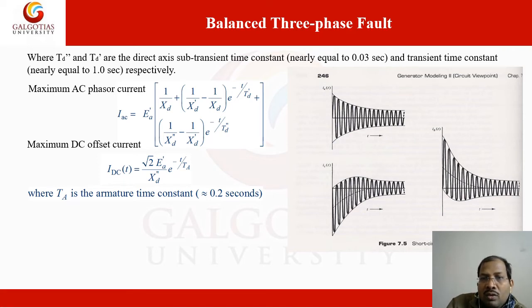So this is the nature. You can see at this point a fault occurs, and this is the maximum value occurring. Then there is the exponential decay on both sides. This is the proper way, and if a fault occurs in this other way, you also get the same decaying nature. This is also a possible case. Here the maximum DC offset current, that is the steady state current, is root 2 IA dash by XD double dash times e to the power minus t by TA. TA is the armature time constant, generally given in the range of 0.2 seconds.